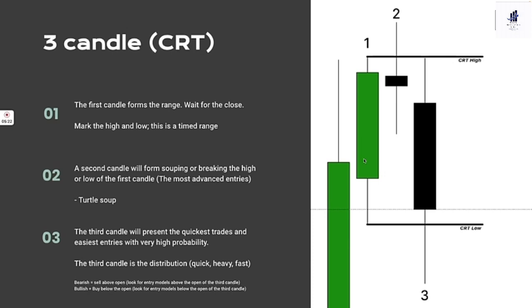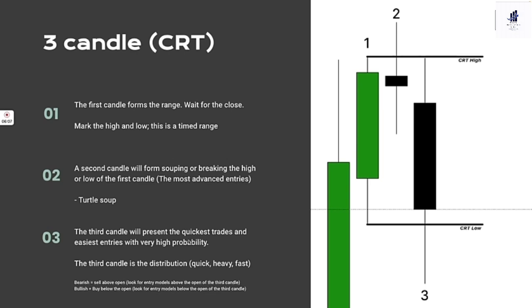So as I said, there was two types of CRT, a 3 candle and an inside bar plus CRT. The 3 candle CRT, as many of you are familiar with, is simply 3 candles: accumulation, manipulation, distribution. Power of 3 at its finest. The first candle is going to form the range. We wait for the close. Mark out the high and the low. This is a specific timed range, not random, a specific time of day. A second candle will form, souping or breaking the high. This is a turtle soup. This is going to be where you're going to find the most advanced entries.